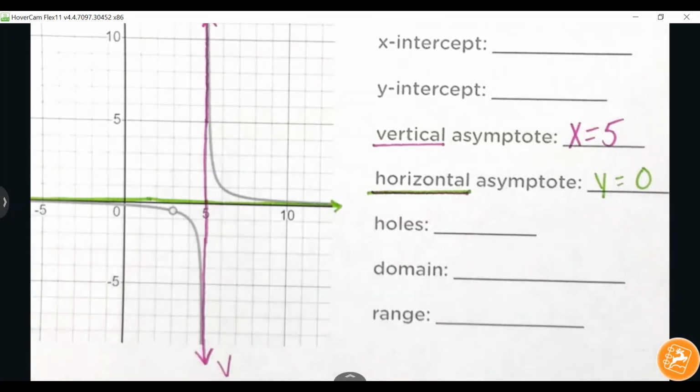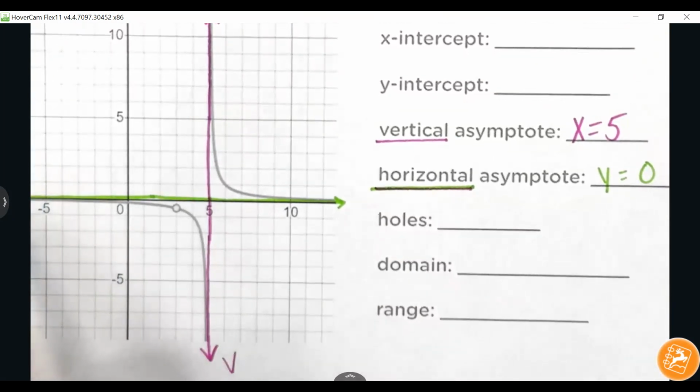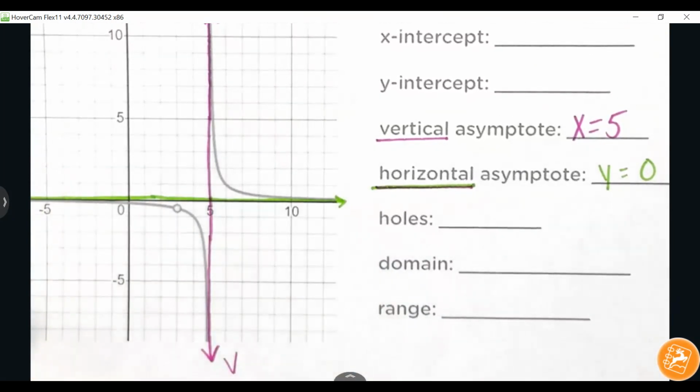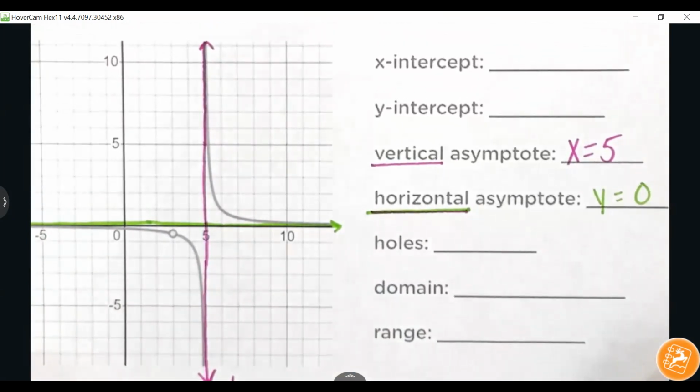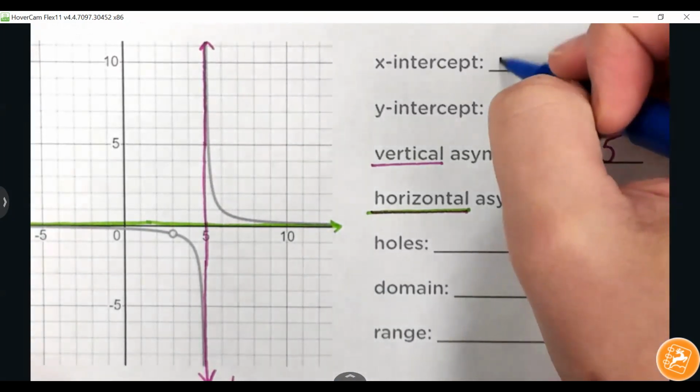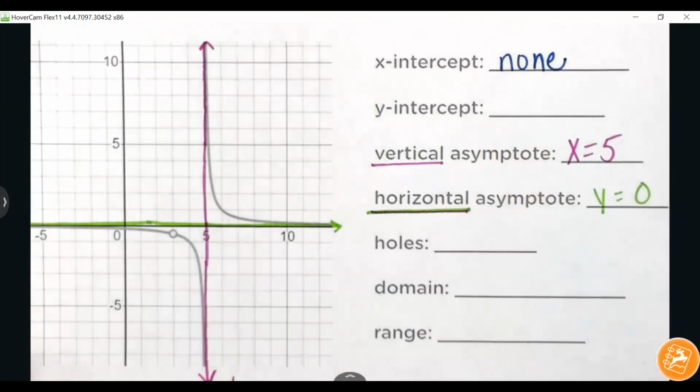So, x-intercept. Where on a graph is my x-intercept? On the x-axis. What else is on my x-axis in this problem? The asymptote. So can I have an x-intercept? So I would write none. I don't have one because my asymptote is there instead.